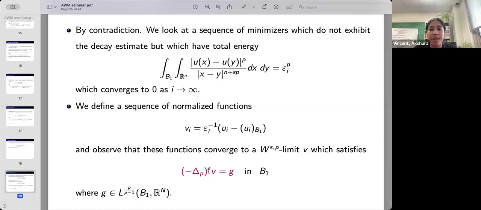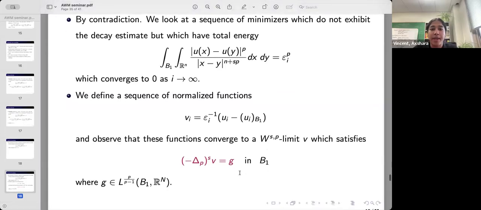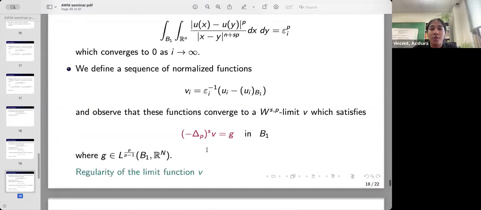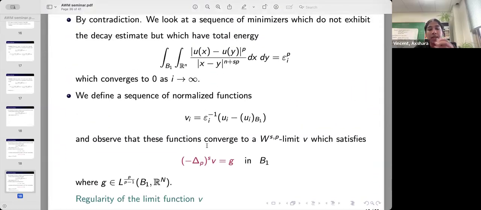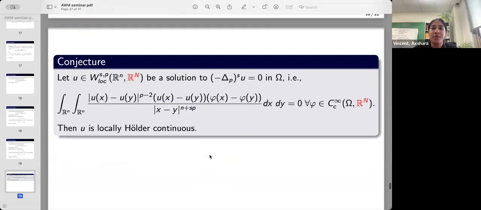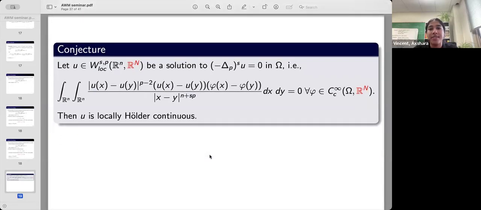So this is the fractional p-Laplacian of V equal to G, where G is in L^{p'}, or p over p minus 1. So we need to use the regularity of this limit function to continue our result. And so the complicated part is that these are vector valued functions, and we have an equation involving the fractional p-Laplacian. And unfortunately, not many results were known about equations involving the vector valued fractional p-Laplacian.